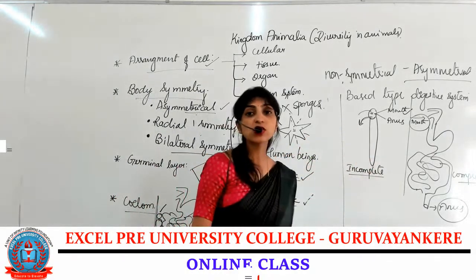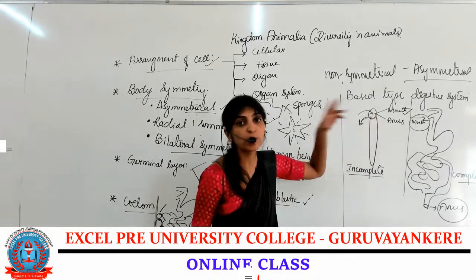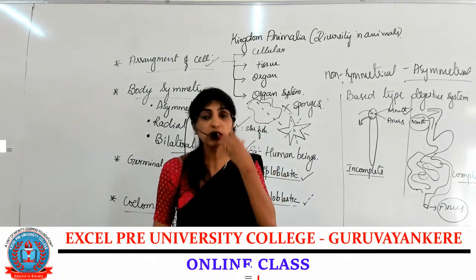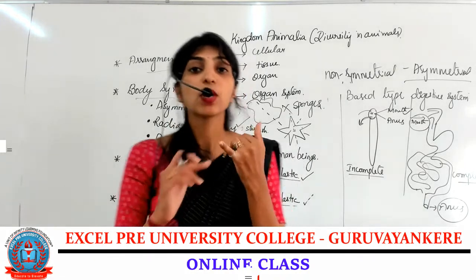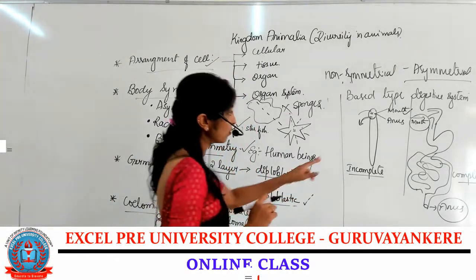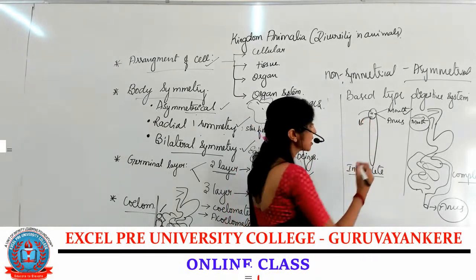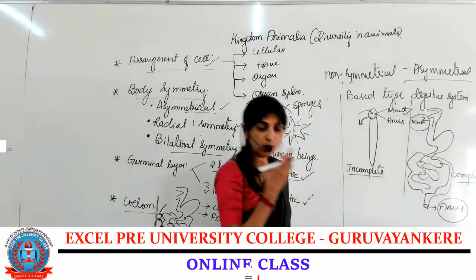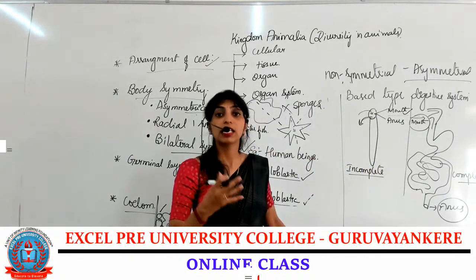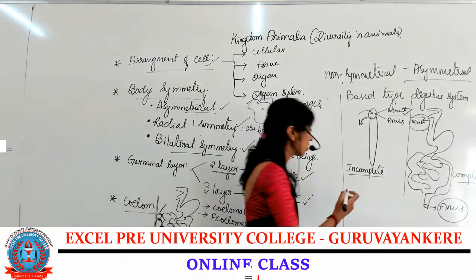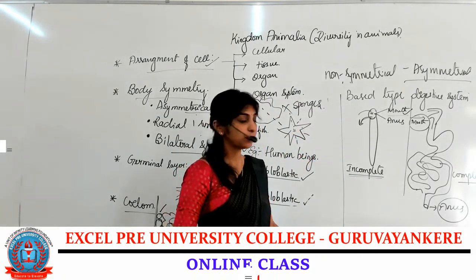Then, based on the type of digestive system, some animals have one common opening in the body, which acts as the mouth and also as the anus. That type of digestive system is called an incomplete digestive system.